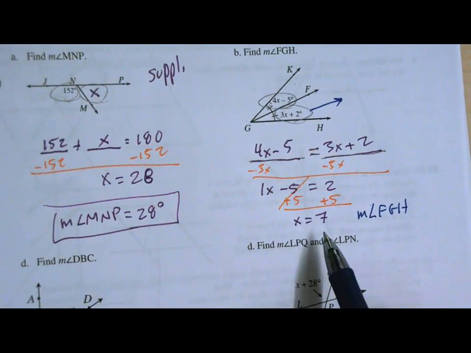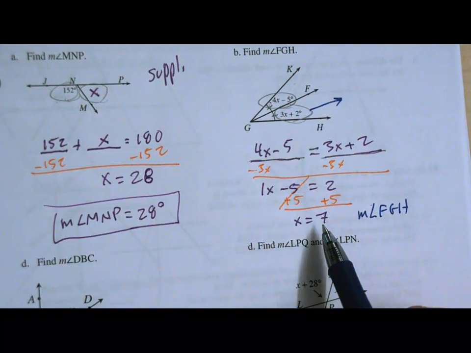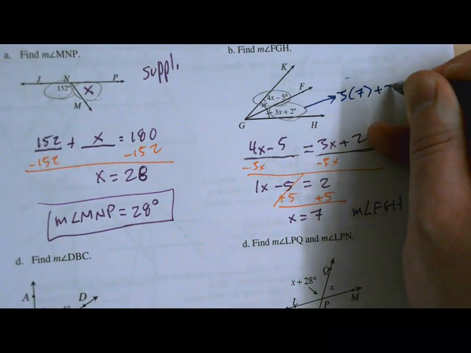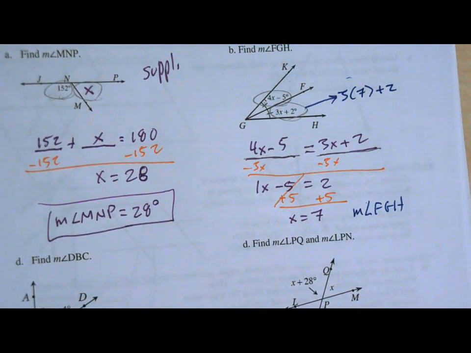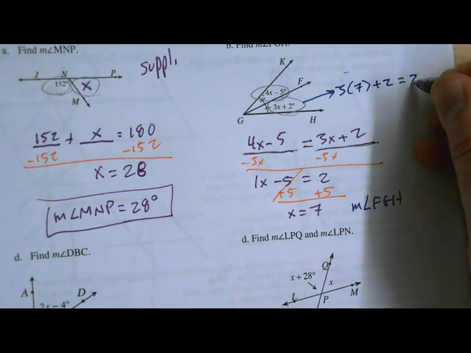Yeah, we got x is 7. I think I did this right. Did you guys get 7 also? So I'm going to plug 7 in for my x value. And I'm going to figure out what this is. 3 times 7 is 21, plus 2 is 23. I think that's my answer.